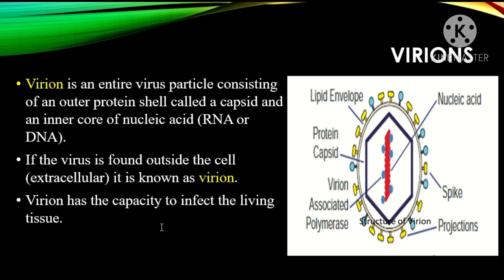And what is a virion? When you compare a prion and a virion, the prion does not have either DNA or RNA as genetic material to transmit the disease. And where is a virion here?